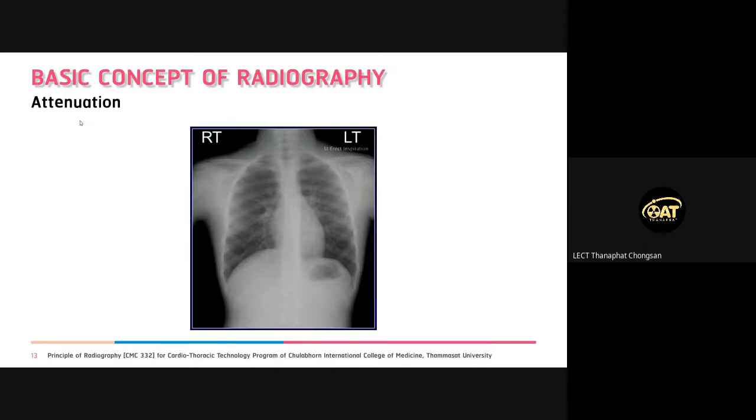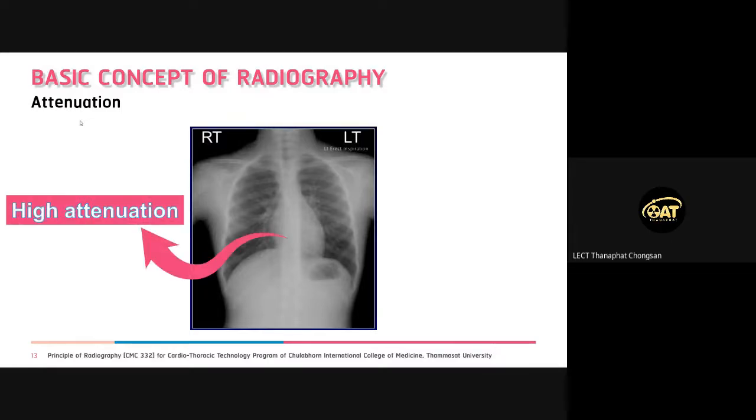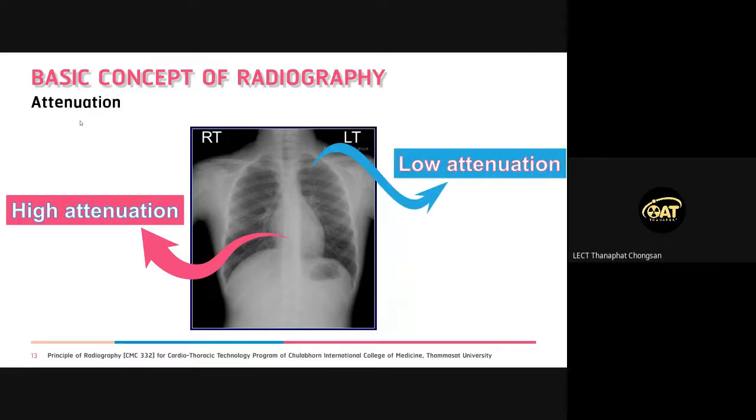This image shows the relationship between high and low attenuation areas on a chest X-ray image. We can see on the center right the vertebral spine bone, which has high density. When radiation passes through this area, it will be reduced more than in other areas. And this lung tissue is a low attenuation area.